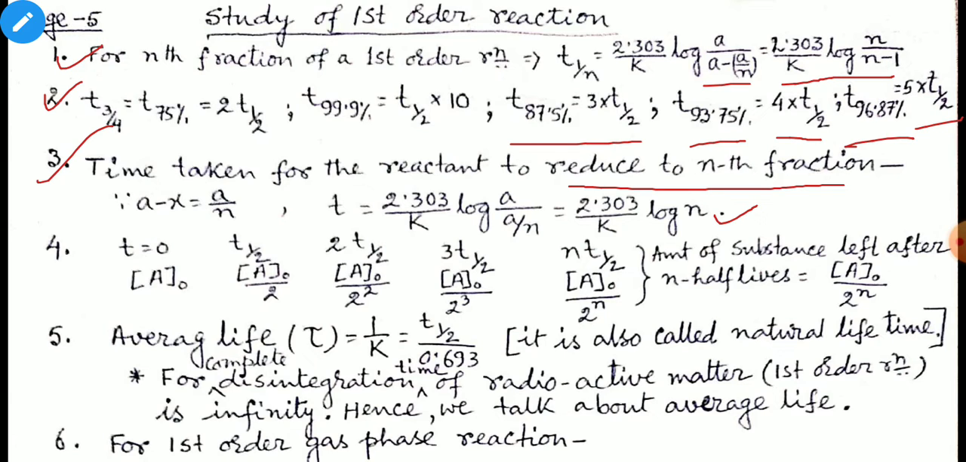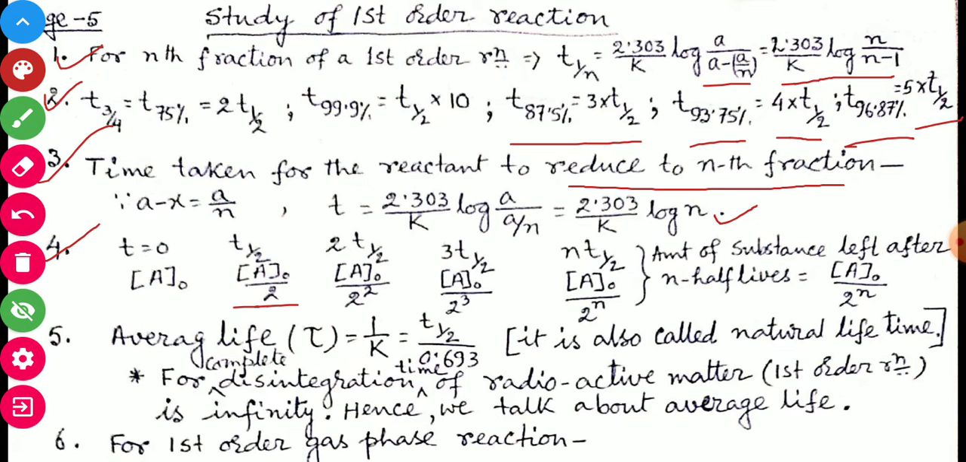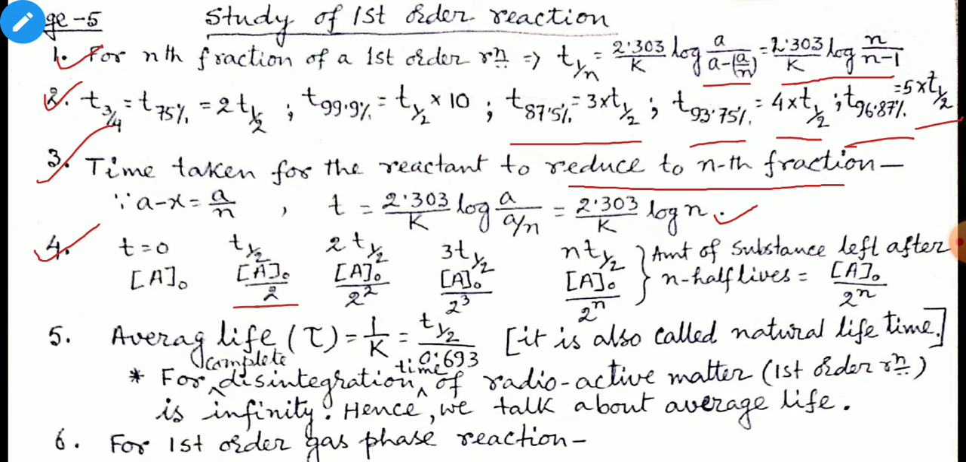Point number 4. At t equal to 0, concentration is A naught. At t half, A naught by 2. At 2 t half, A naught by 2 to the power 2. At 3 t half, A naught by 2 to the power 3. At n t half, A naught by 2 to the power n. So, the amount of substance left after n half lives equals molar concentration of A naught by 2 to the power n. Now, average life tau equal to 1 by k, which is t half by 0.693.